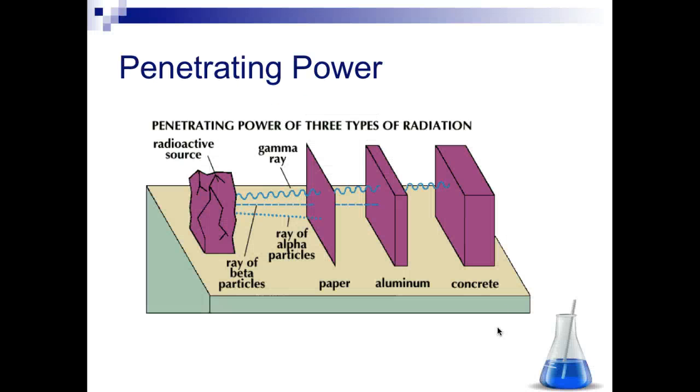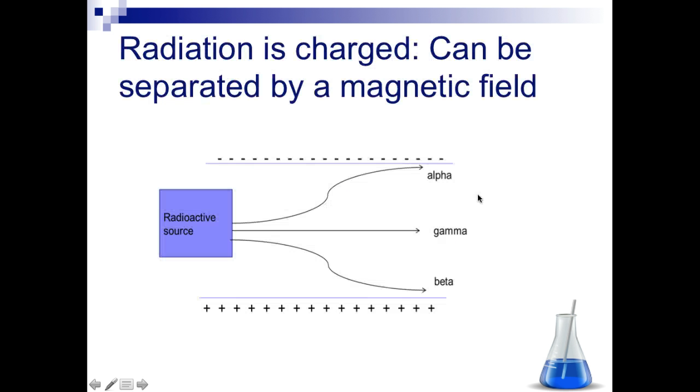Now let's look at penetrating power. When we look at penetrating power, alpha particles cannot penetrate paper if they're being released from a radioactive source. Beta particles can penetrate paper, but they cannot penetrate aluminum. Gamma rays, on the other hand, can penetrate both paper and aluminum, but are stopped by thick, thick, thick walls of concrete.